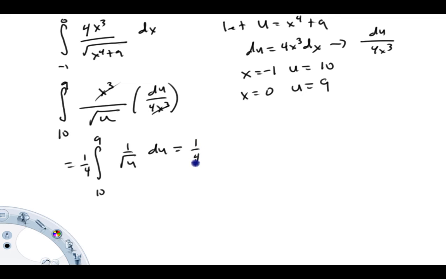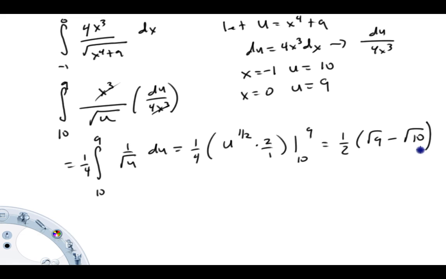So now, 1/4 times u to the minus 1/2. That's going to integrate to u to the positive 1/2 times 2 over 1, that's the divide by your new power part, and then evaluate from 10 to 9. So this is going to equal 1/2, coming from 2 over 4, times the square root of 9 minus the square root of 10. And suffice to say, this is some decimal.